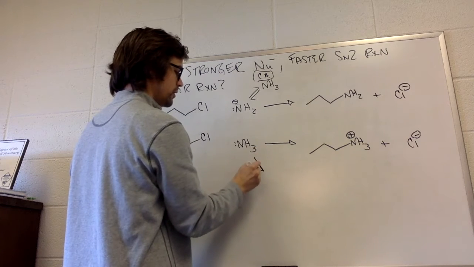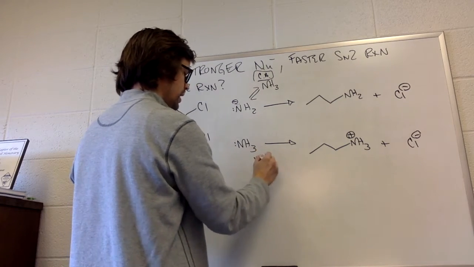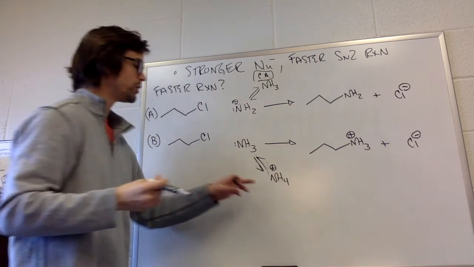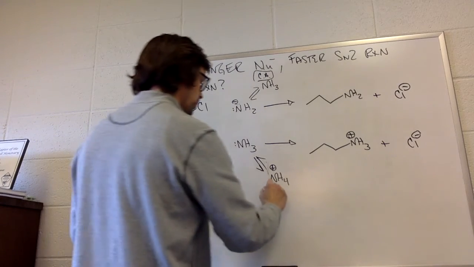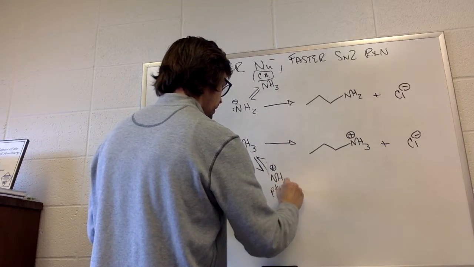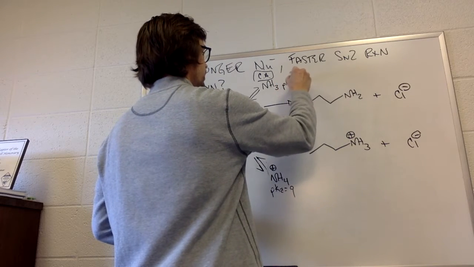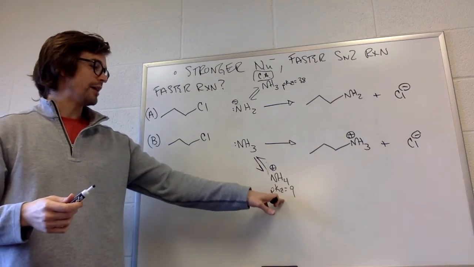The conjugate acid of this is NH4 plus. So which of these is the stronger acid? Well, we actually have pKa's for both of these on our chart. The pKa of NH4 plus is 9. The pKa of NH3 is 38. So this is the stronger acid.